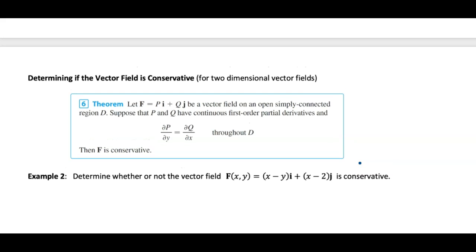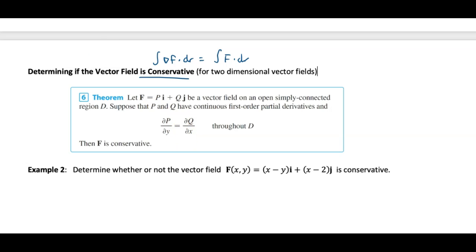So now, to determine if the vector field is conservative: if the vector field is conservative, then we can say that the integral of the gradient of f dotted with dr is equal to the integral of F dotted with dr. So this is going to be important if it's conservative.